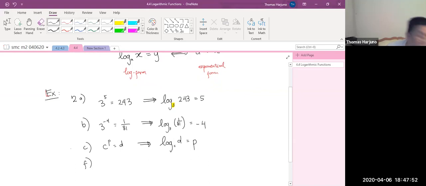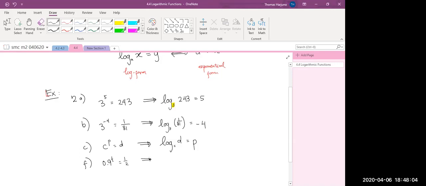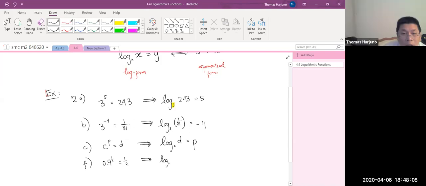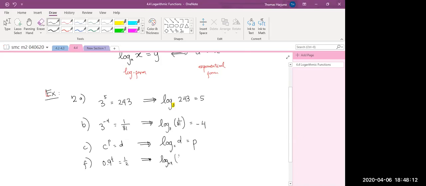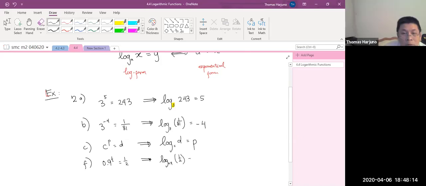Okay, how about part F? Part F, 0.9 to the T equals 1/2. Log base 0.9 of 1/2 equals T. Okay, now let's go backward.